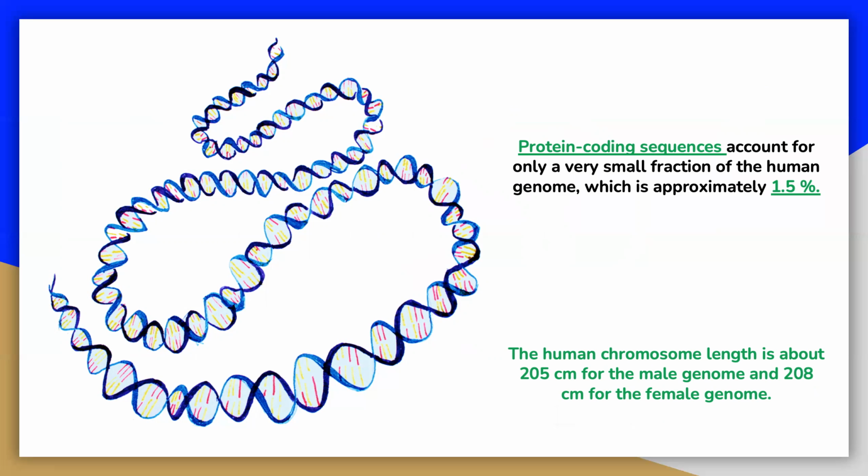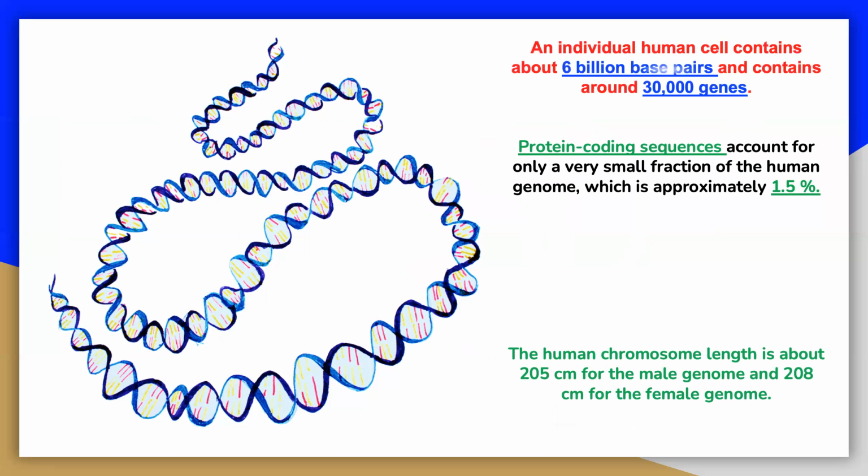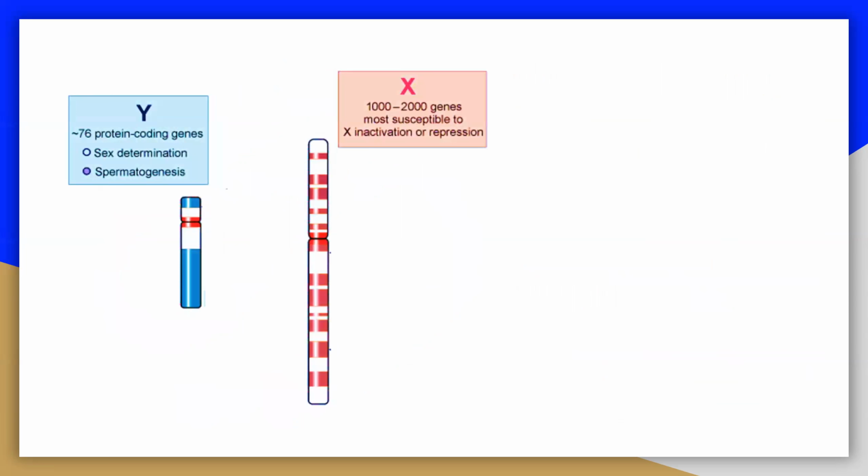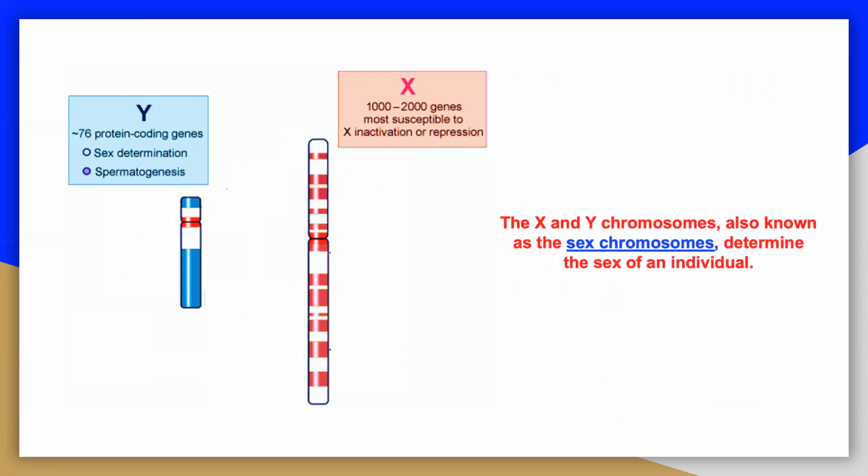An individual human cell contains about 6 billion base pairs and around 30,000 genes. Approximately 23,000 of these genes are protein coding genes. The number of human protein coding genes is not significantly larger than that of many less complex organisms, such as the roundworm and the fruit fly. Men have fewer genes than women because the Y chromosome is smaller than the X. The X and Y chromosomes are the sex chromosomes that determine the gender of an individual.